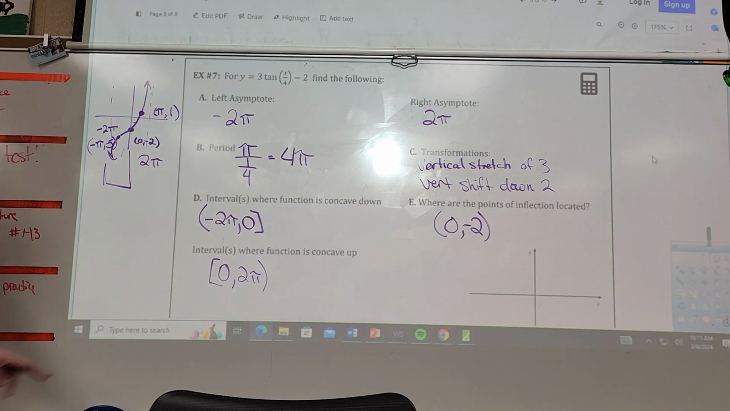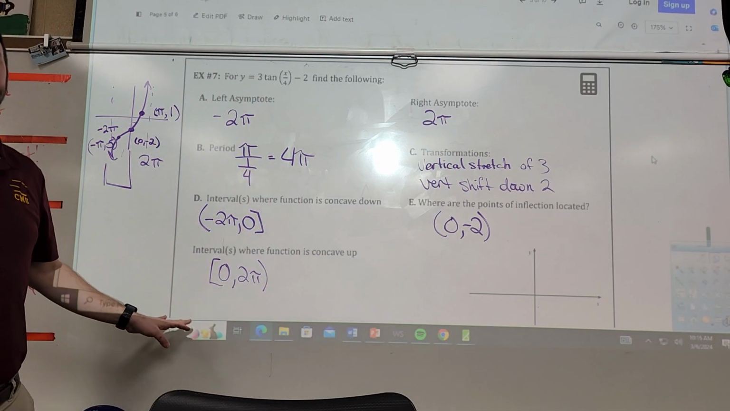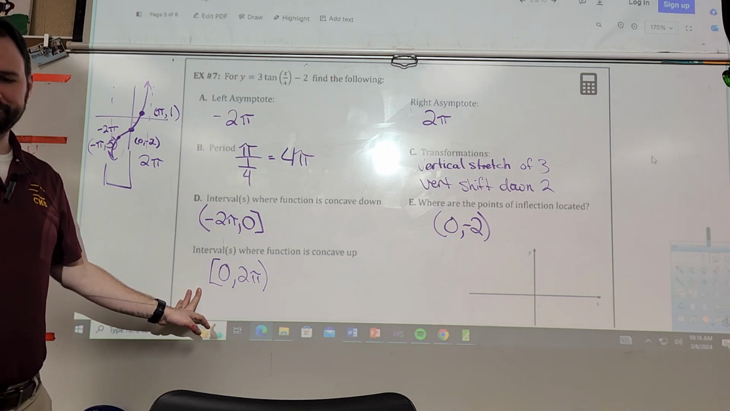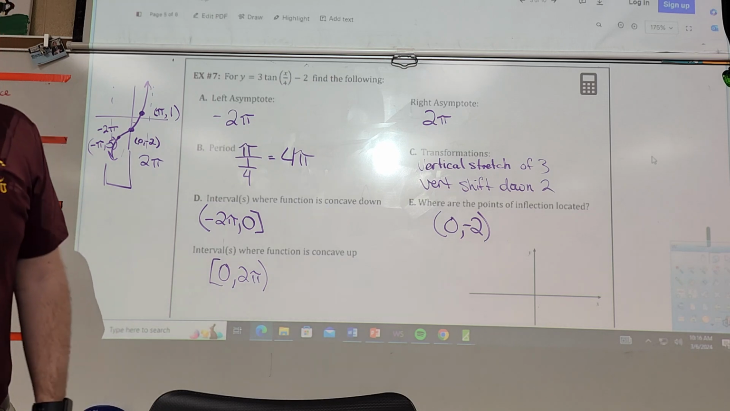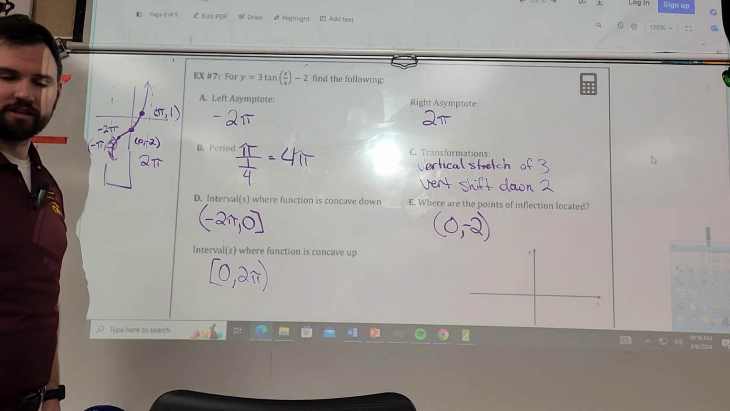Why did they use parentheses for this? And like that's a point. So that's a point. That's an interval. Makes sense. Is everything? Oh, where are the points of inflection?